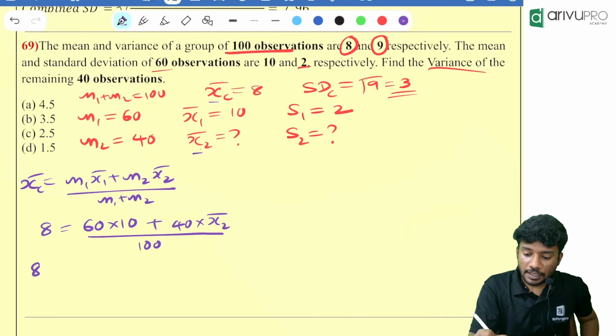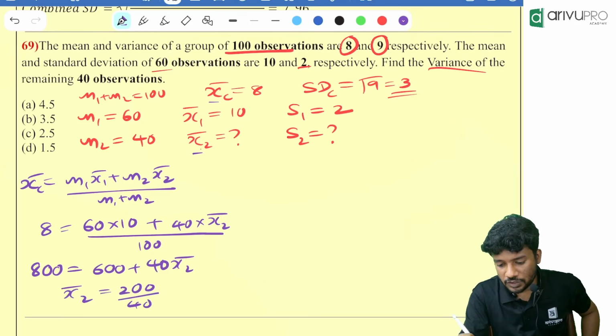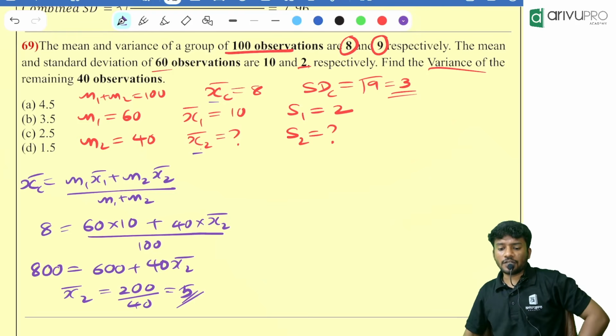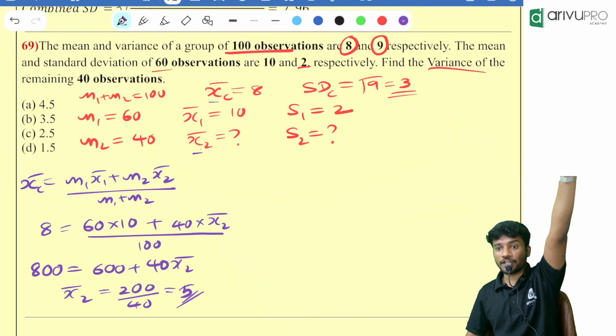Cross multiply. 800 is equal to 600 plus 40 X2 bar. That means X2 bar is equal to 200 divided by 40, which is equal to 5. Check again. 8 into 100 is 800. 60 into 10 is 600. 800 minus 600 is 200. Divided by the coefficient of X2 bar, which is 40. So the answer is 5. So you have X2 bar. You have X1 bar. What you need to find?